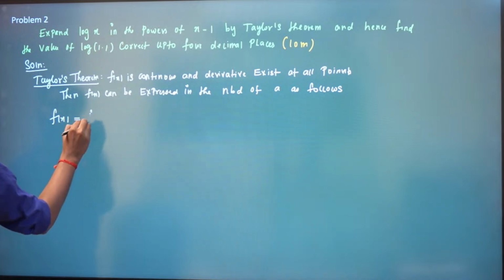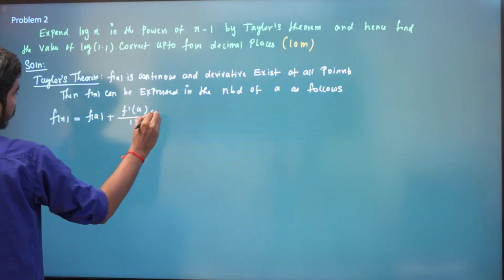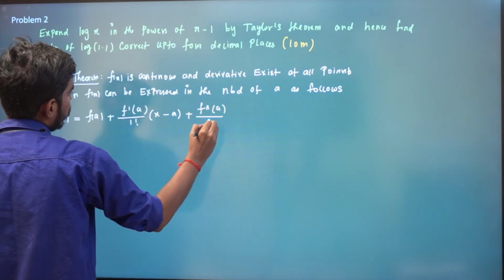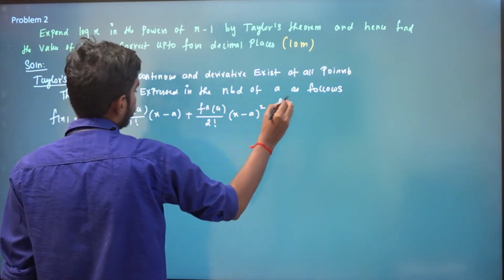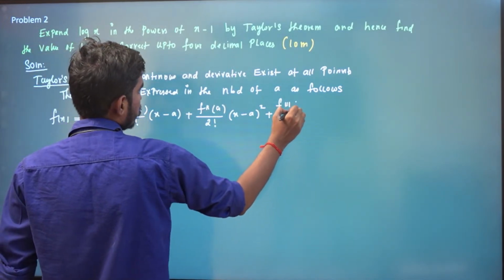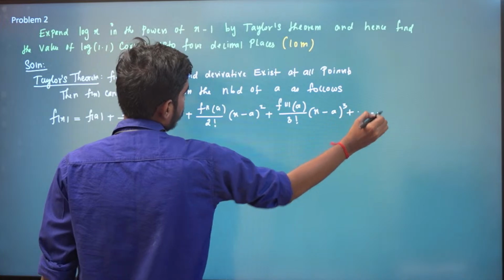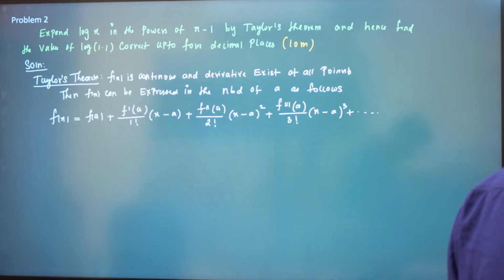So f of x is equal to f of a plus f dash of a by 1 factorial into x minus a, plus f double dash of a by 2 factorial x minus a whole square, plus f triple dash of a by 3 factorial x minus a whole cube, and so on, right?